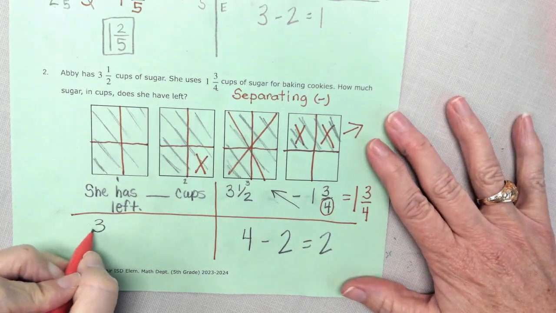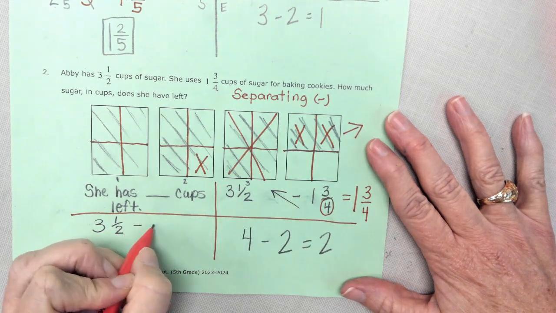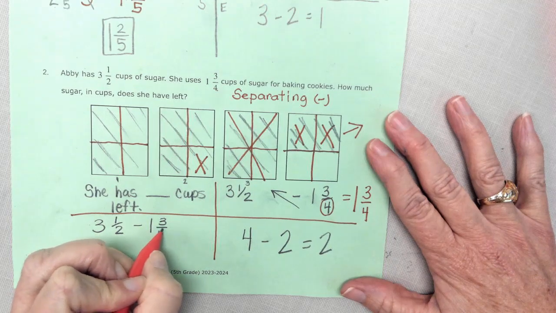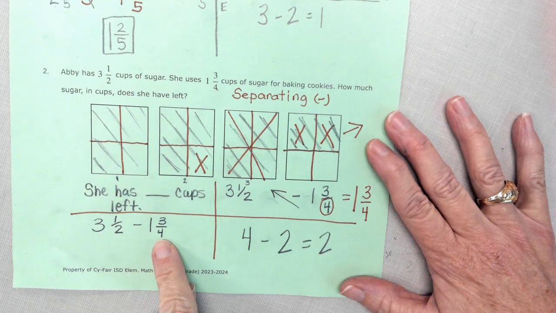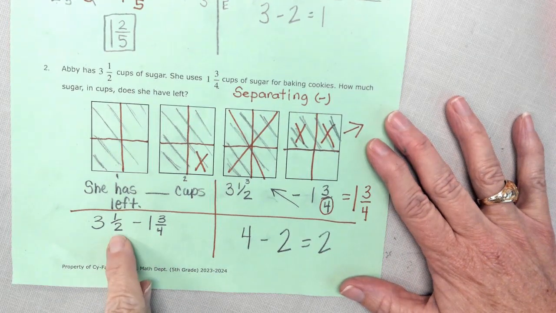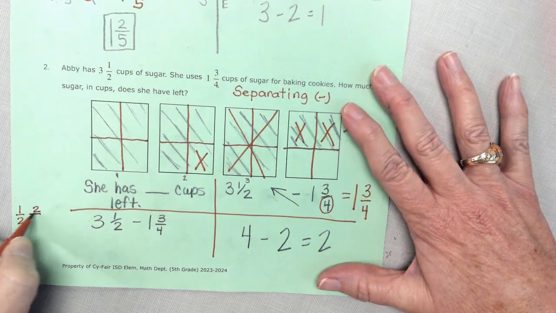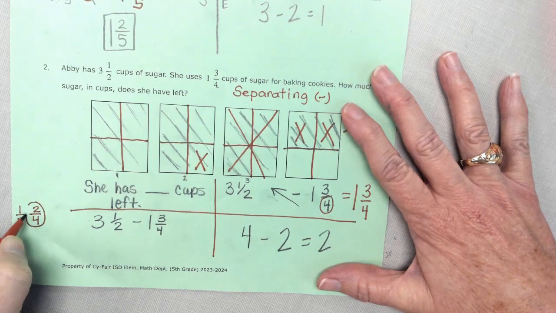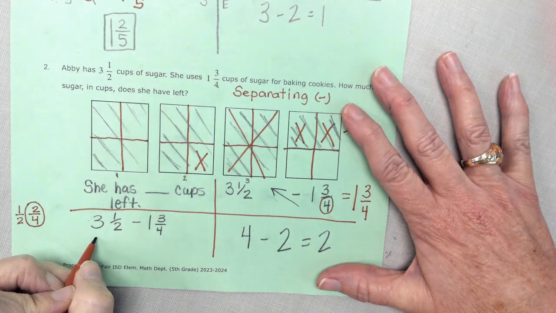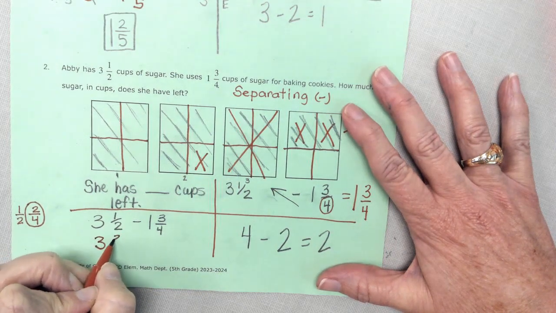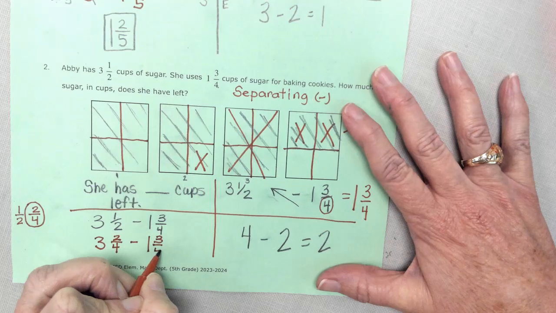So if I started with 3 1/2, and I'm taking away 1 3/4. The first thing that we did with our picture is we had to take our model and move it all to fourths. So I had to rename my 1/2 fraction into fourths. And we talked about just knowing that half of 4 is 2. So we know another name for 3.5 is 3 2/4 minus 1 3/4.